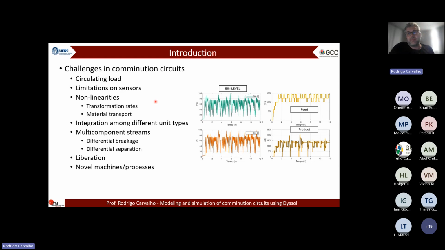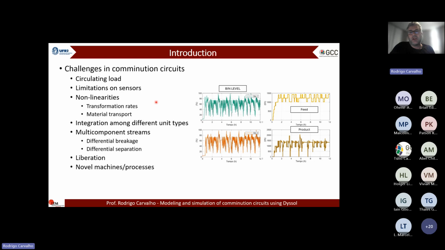And of course, the integration among different unit types. All the units in the circuit are connected, and the units downstream are affected by the outcomes of the units upstream. And we are also dealing with multi-component streams. So sometimes we need to deal with a mixture of ores, or even within the same ore, we see different components, as you call them, that will present differential breakage.